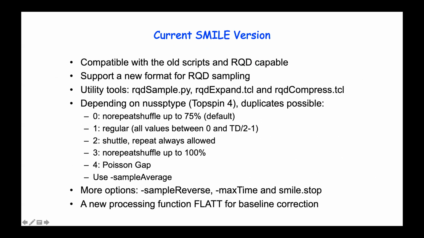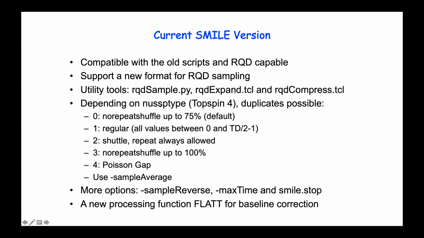Here are a few updates for the current SMILE version. It's compatible with the older one and can do RQD or RPD. It supports the new format of 4 columns for 3-dimensional and 6 columns for 4-dimensional RPD sampling schedules. It also recognizes the older traditional format, 2 columns for 3D and 3 columns for 4D. And there's a utility included in the program if you install the latest one. I'll cover those in my demo later.